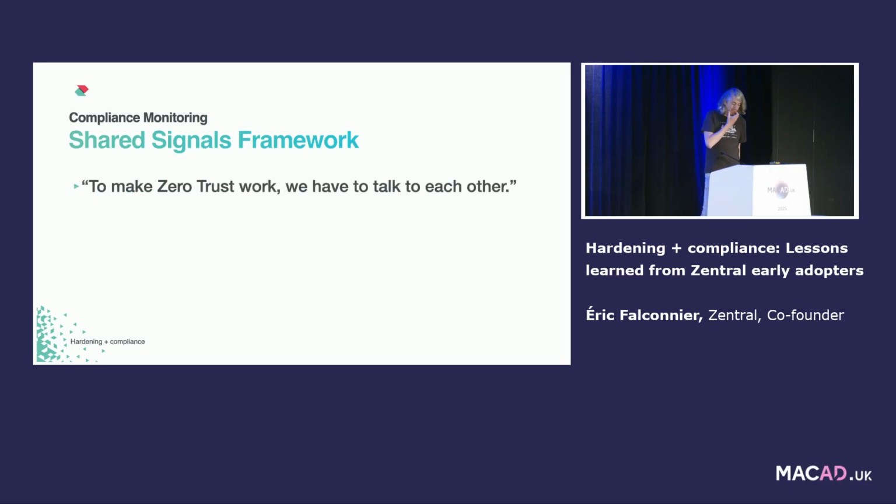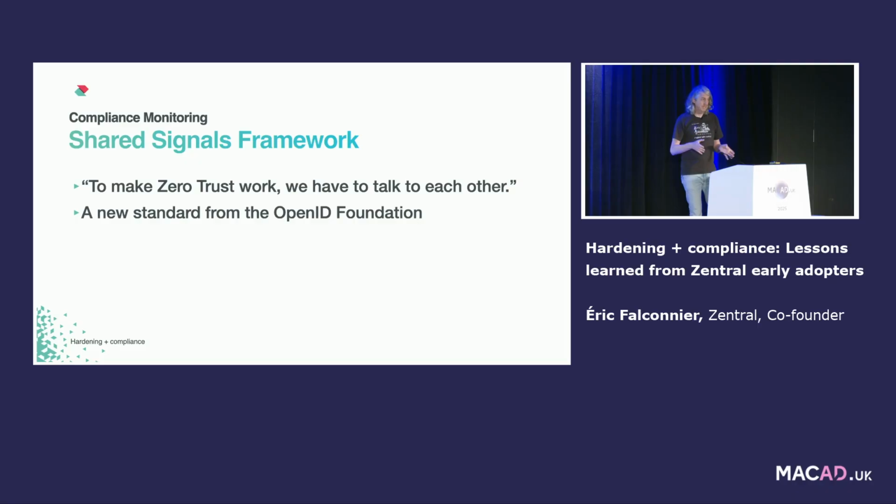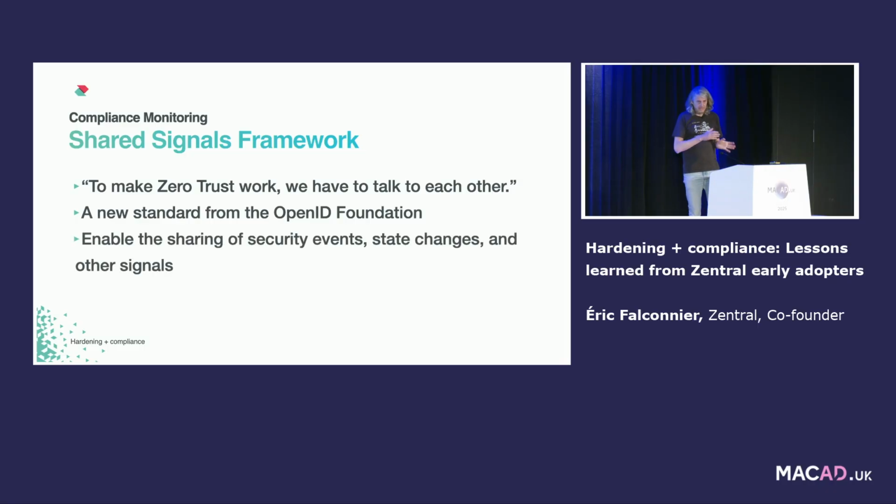To make zero trust work, we have to talk to each other. That's really what we think is the case. It's not supposed to be a product that you buy and you have everything. It's supposed to be an IDP, a network solution, and some compliance tools, and they share information, and you can build your policies and achieve a really good zero trust solution. So it's a new standard from the OpenID Foundation, so there's a good chance it's established, and it has already been implemented by Jamf, by the way. So it's a well-established standard, and it's really about sharing security events.